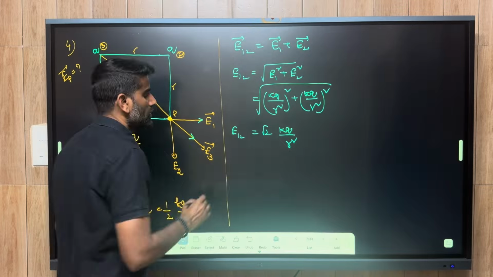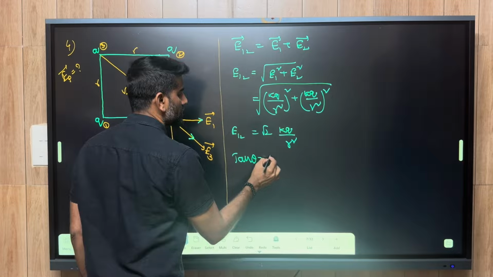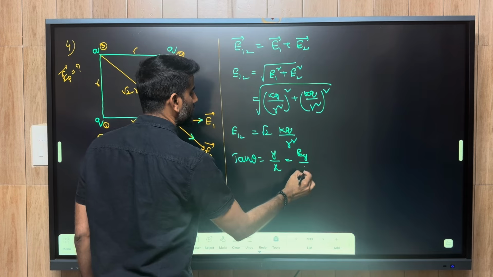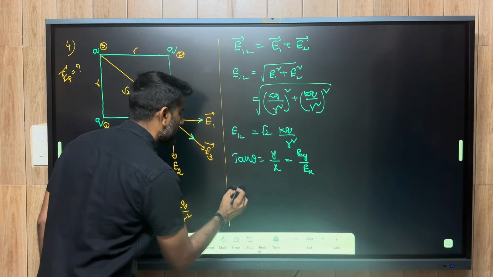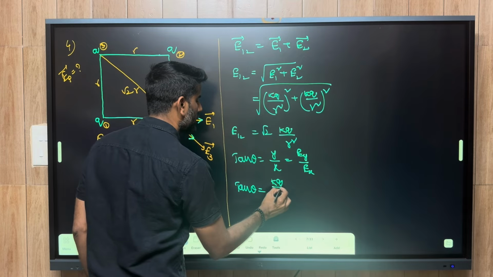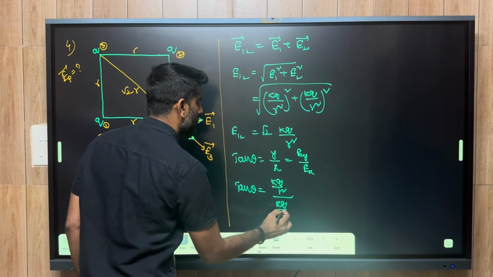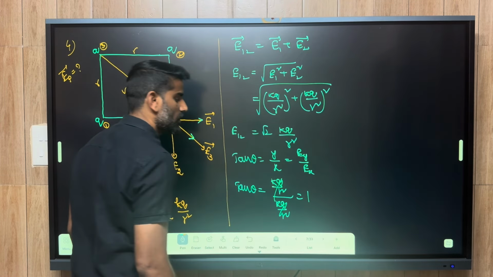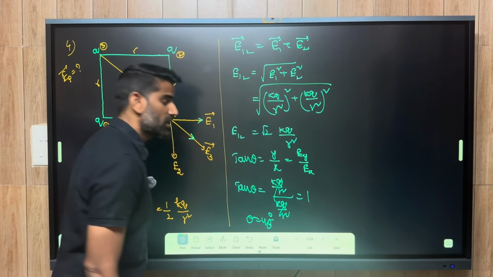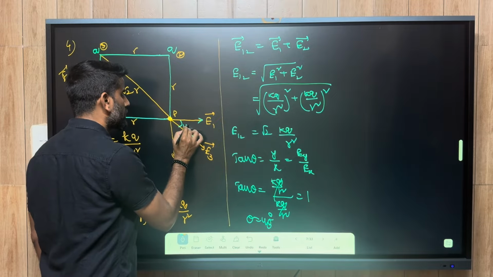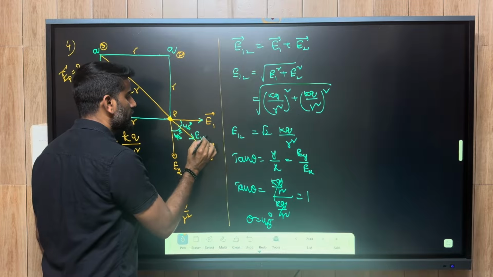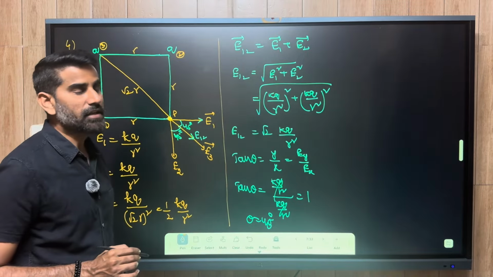How do we find the direction of the resultant? Tan theta, by using the slope equation, which is y by x, here Ey by Ex. Now tan theta is equal to Ey, which is how much? Kq by r square. I am using the magnitude. Ex is how much? Kq by r square again. If it is cancelled, what are we left with? 1. It is possible only when theta is equal to 45 degrees. So this will be 45 degrees and this will also be 45 degrees. So the electric field E12 will be in the same direction as that of E3.